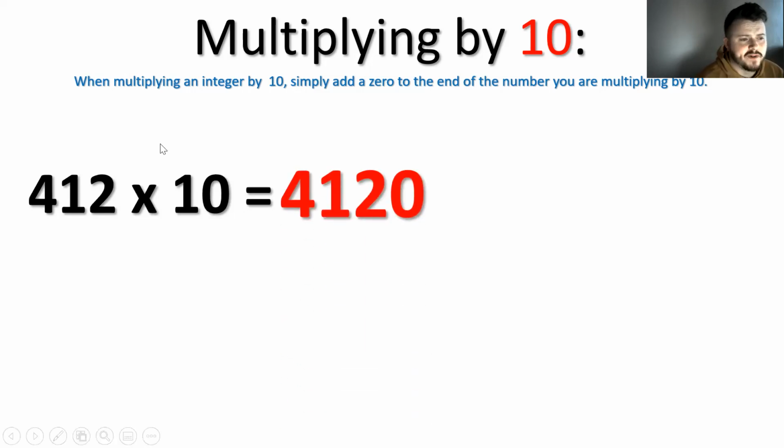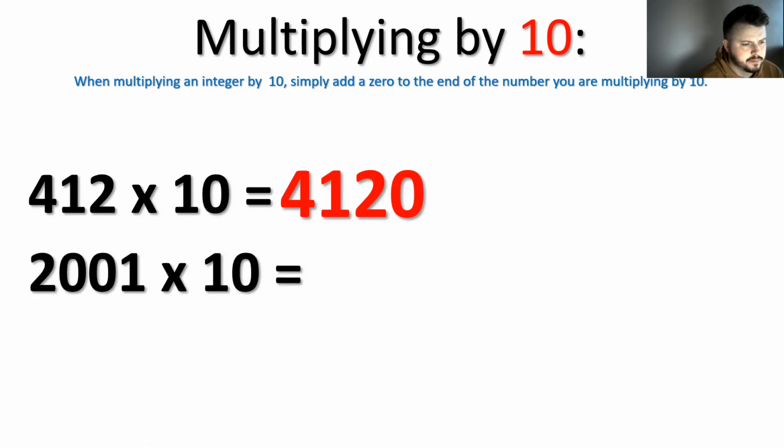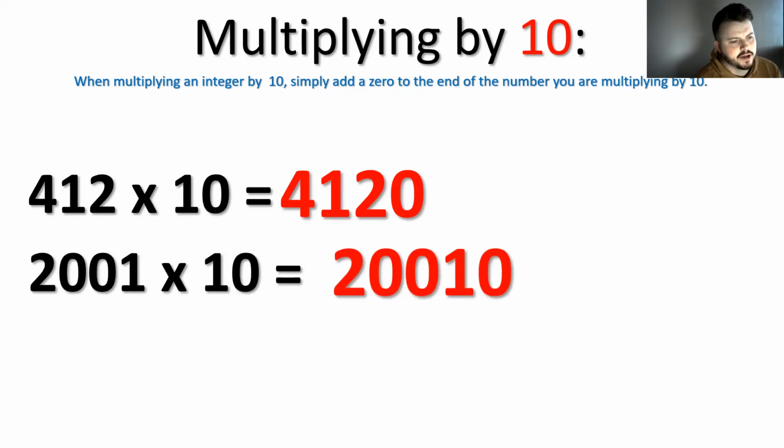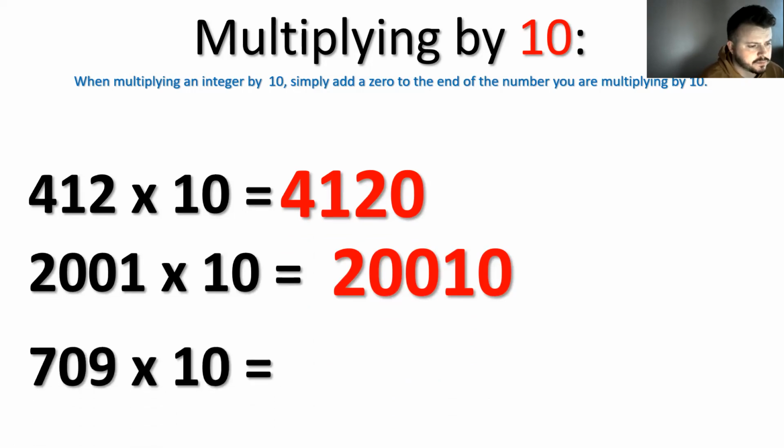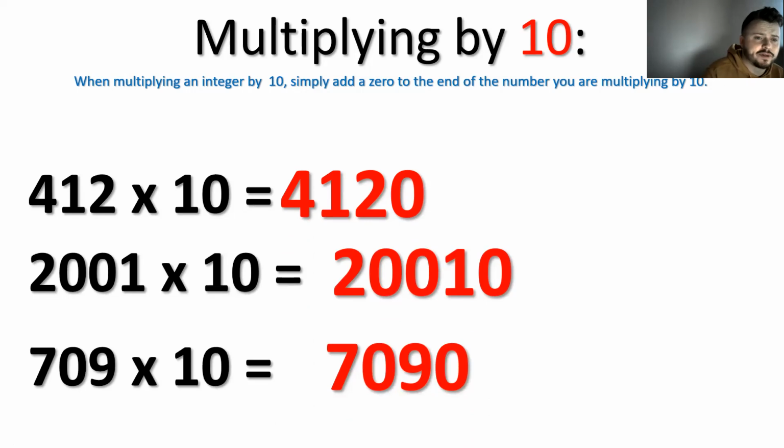And the answer is 4,120. Next question. Ready? Go. The answer is 20,010. And final question. The answer is 7,090. Okay, so well done if you got all 3 of those.